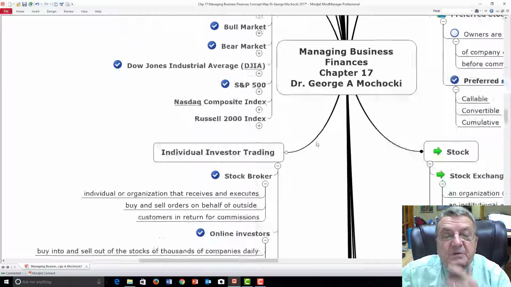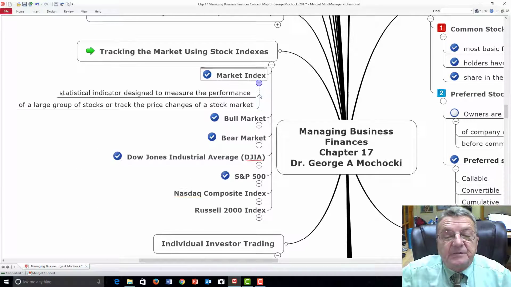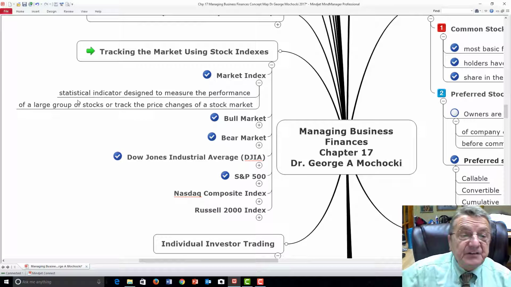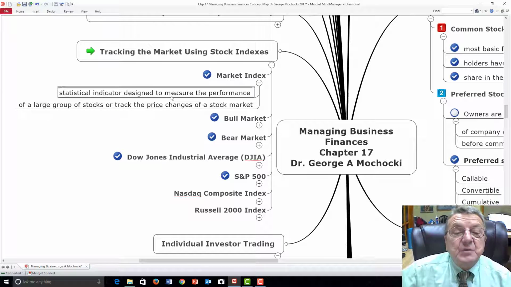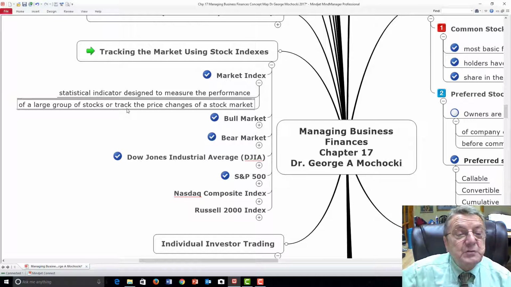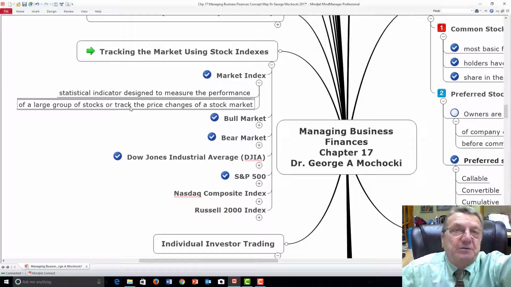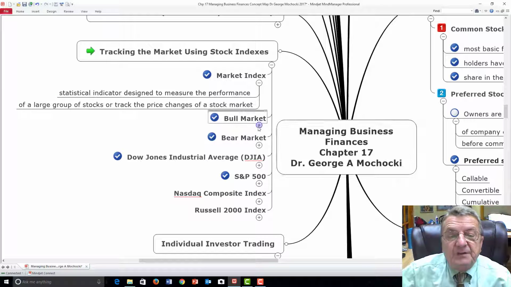Okay, so I got stock. Okay, market indexes. Remember, a market index is a statistical indicator designed to measure the performance of a large group of stocks or track the price of stocks on an exchange. That's all it is. It's an index. Here's going down. Dow Jones is going up. Dow Jones is going down. What's the index? How many?